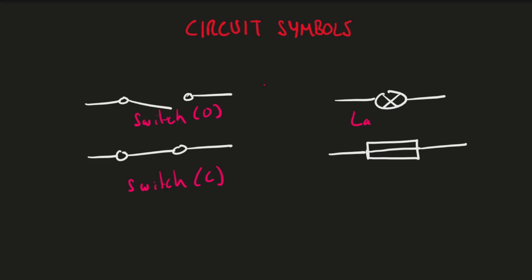The next one over here is a lamp. This is the symbol with the X in the middle, that's what we call a lamp. And below that we have a fuse. A fuse is rated at a certain current, and if the current goes above that, then the fuse will melt and your circuit will break.